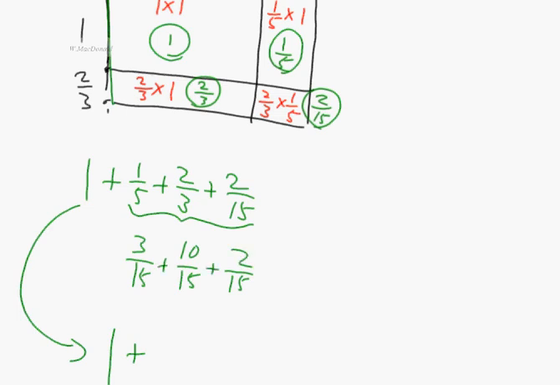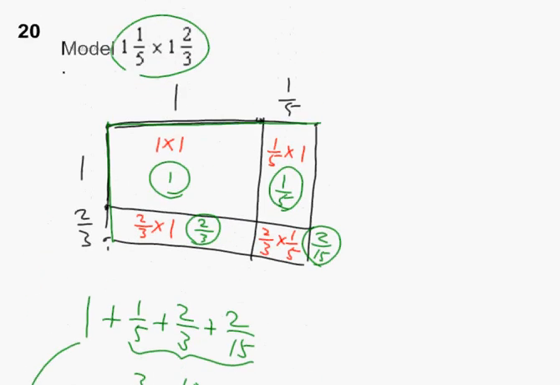And now that I have common denominators, simply add the numerators. 3 plus 10 plus 2 is 15. So the sum is 15/15, which is really 1. So therefore, the answer to the area is 2. All 4 areas added together is 2, which means that 1 and 1/5 times 1 and 2/3 is equal to 2.